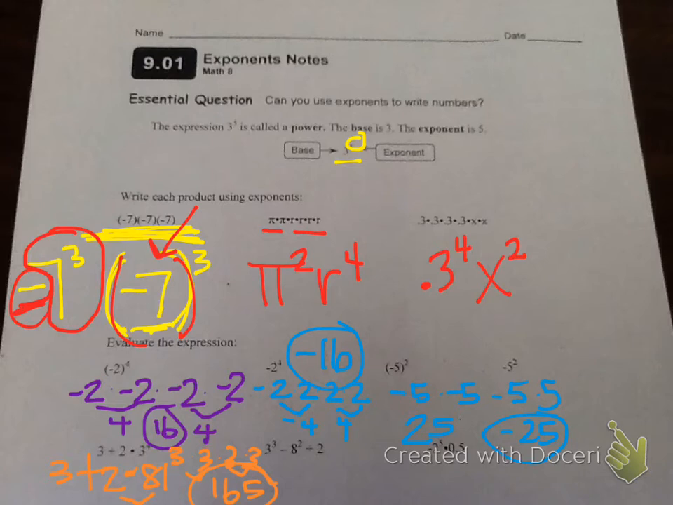On the next one, 3 to the 3rd power, 3 times 3 times 3. 3 times 3 is 9. 9 times 3 is 27. Minus 8 times 8 is 64. And that's a divide by 2. So I have to divide before I subtract. So 64 divided by 2 is 32. 27 minus 32 is negative 5.